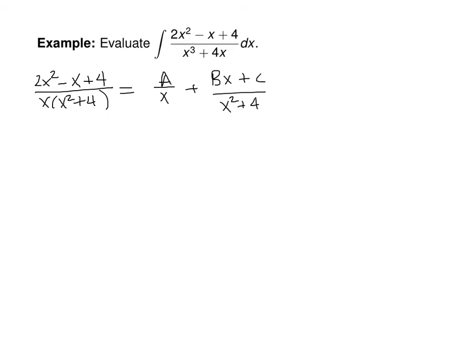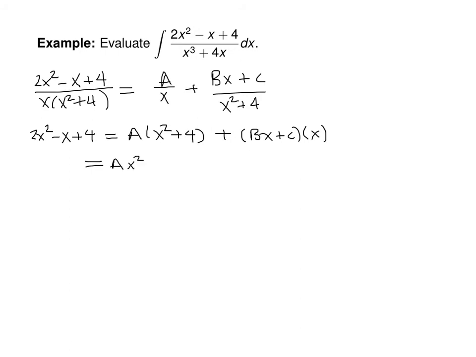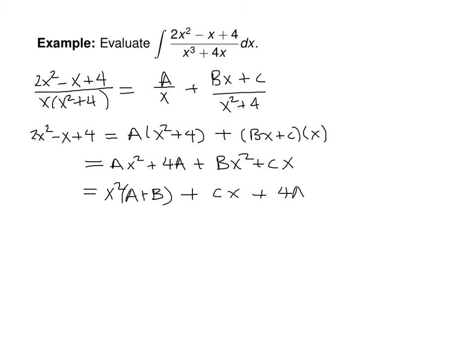Multiply by x times x squared plus 4, and we get 2x squared minus x plus 4 will equal a times x squared plus 4 plus bx plus c multiplied by x. And that gives us ax squared plus 4a plus bx squared plus cx. So we have x squared times a plus b plus cx plus 4a.